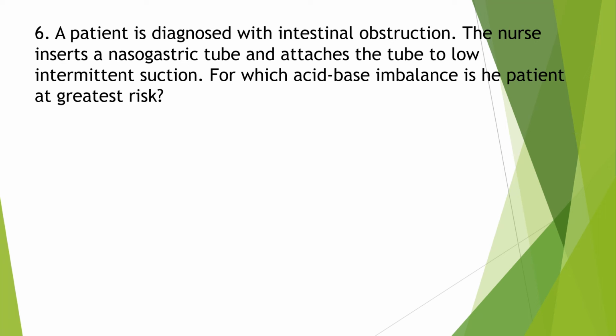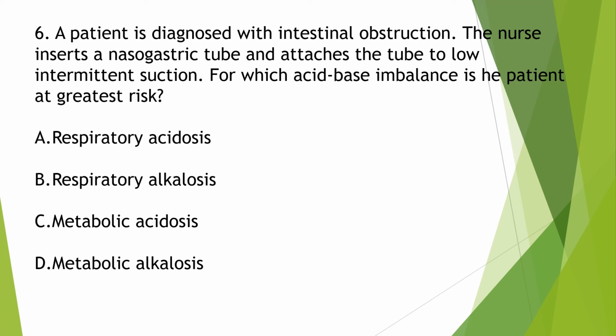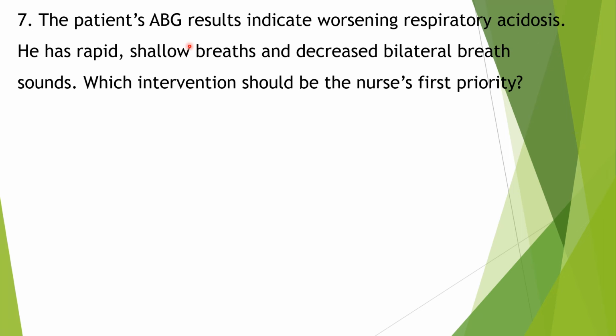So when an NG tube or OG tube is inserted and low suction is done, the acid is moving out from our body. So the imbalance which happens is, acid is moving out means alkalosis, and it is not related to the respiratory system, it is related to the metabolic system. It is metabolic alkalosis.